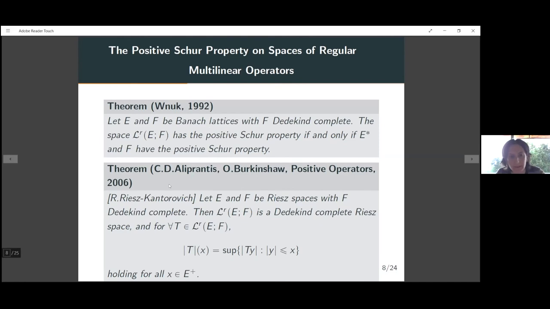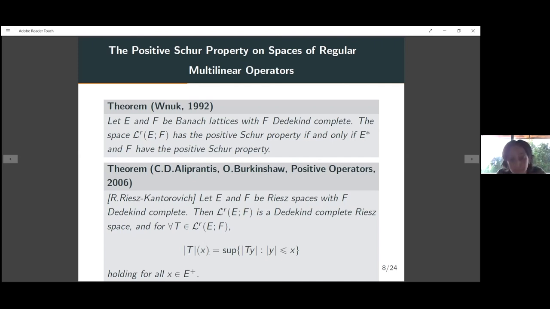Also, we have this theorem in the book of Lipecki and Burkinshaw, telling that if E and F are Riesz spaces and F is Dedekind complete, then the regular linear operator space is a Dedekind complete Riesz space, and for any element T of this L_r(E,F), the modulus of T exists and is defined to be the supremum of those expressions T y.